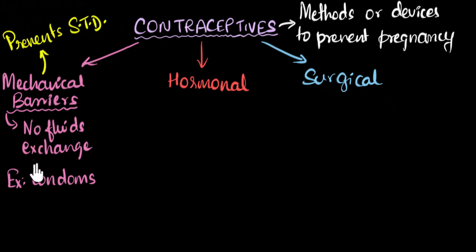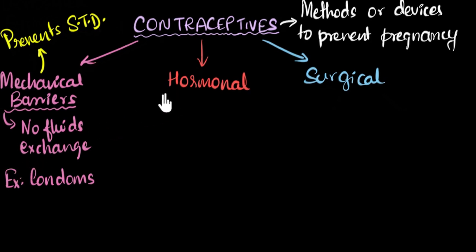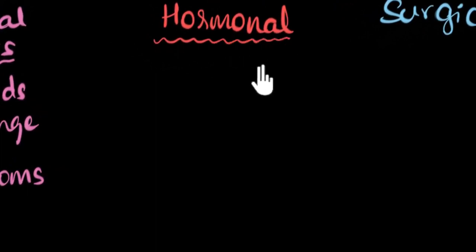Now, one thing I need to be very clear about: when I say prevent STD or prevent pregnancy, I don't mean 100%. These contraceptives are never 100%, all right? So they just decrease the chances of pregnancy, and they decrease the chances of catching an STD, okay? That, I think, is a better way to put it. Anyways, with that in mind, let's move on to the next method, the hormonal method.